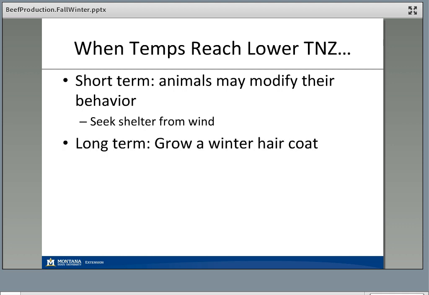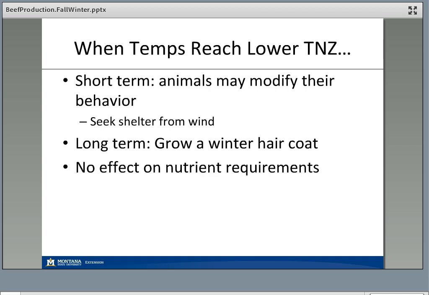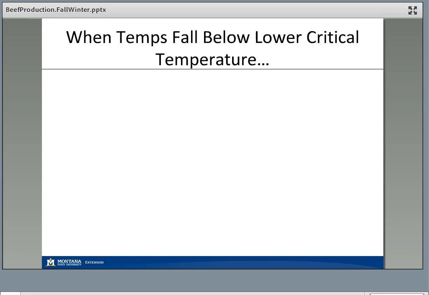However, if we get below the lower critical temperature, animals experience cold stress at that point. And so they have to increase their metabolic rate and heat production to supply more body heat. And this increases the dietary energy requirement. So this is important to stress here. When cattle are experiencing cold stress, protein requirements don't change. Just energy goes up.